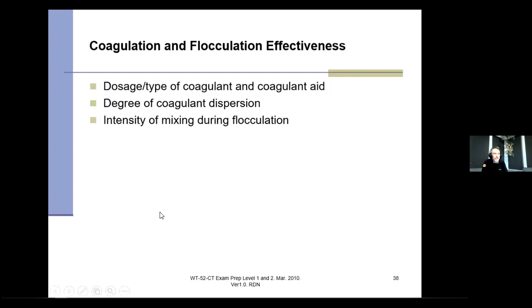We're also going to look at the dosage and type of coagulant or coagulant aid. And we're going to talk about coagulant aids a little later in the lecture today. We're also going to look at the degree of coagulant dispersion, which means how well it was mixed, that rapid mix, and how much mixing energy we have during the flocculation. And we'll talk about flocculation here in a second.